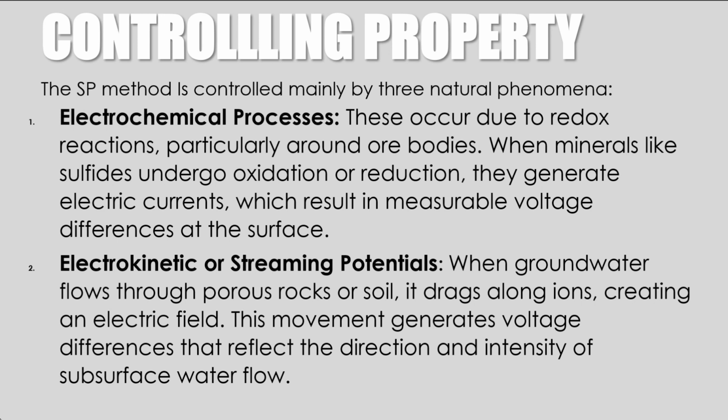Next, we have electrokinetic or streaming potentials. This is when underground water flows through porous rock or soil. It drags along ions, creating an electric field. This movement generates voltage differences that reflect the direction and intensity of subsurface water flow.